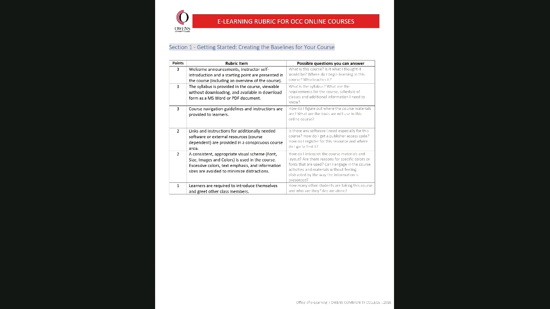The reason why it looks so wordy, I'm one of those people, if it isn't in writing, it didn't happen. So the reason why I put the possible questions you can answer is if the rubric item doesn't seem to make sense, you can look at the possible questions you can answer column and say, what is the purpose of this particular rubric item? What is it going to do for my student or students? And what questions could it possibly answer for them?